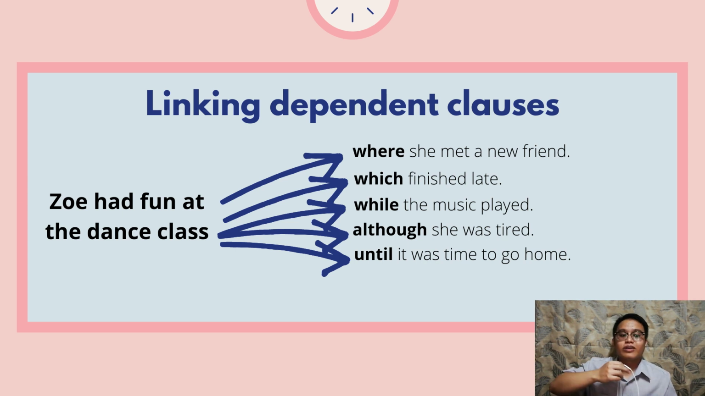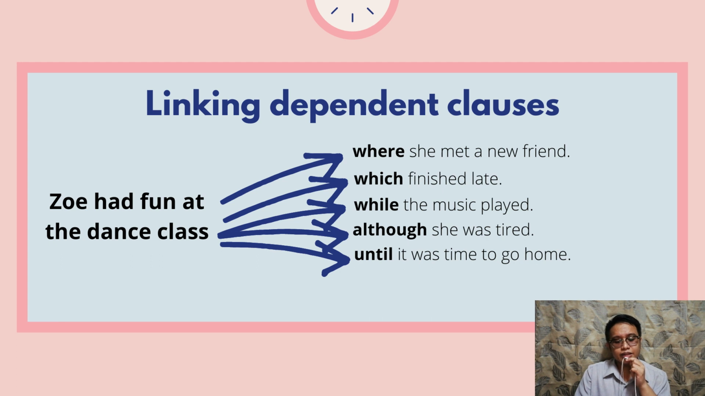Okay? So, you can have a lot of sentences if you use dependent clauses. You can make many sentences if you are going to use the dependent clause properly. Okay? So make sure you know the list of subordinating conjunctions and relative pronouns because that will really help you in your writing. Okay?